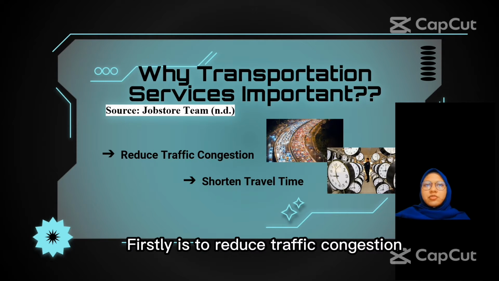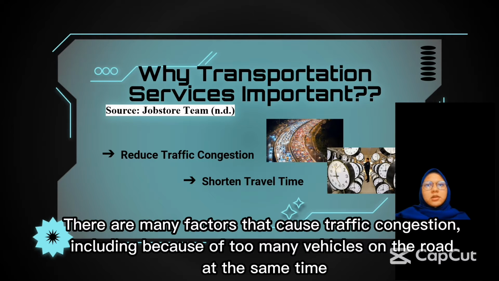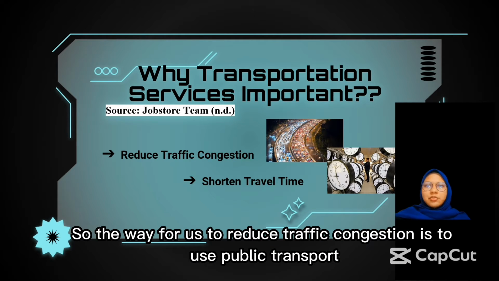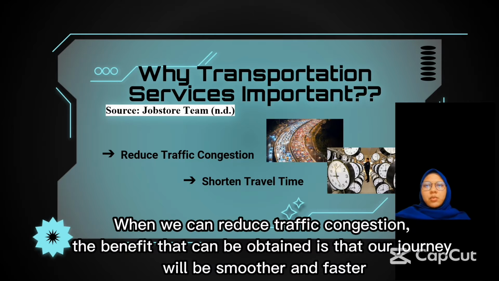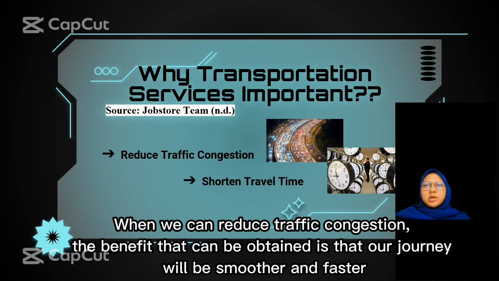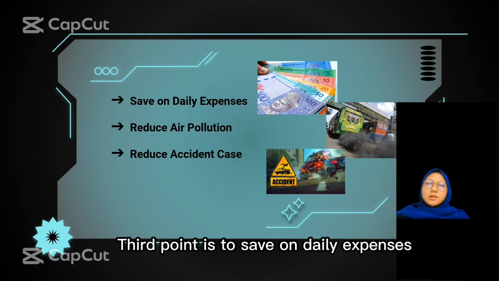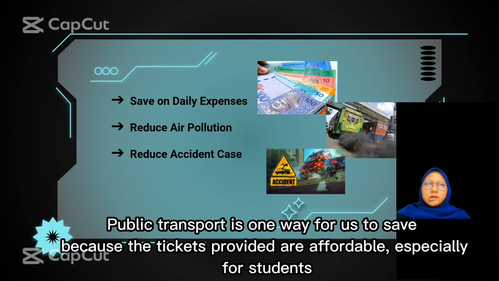Firstly is to reduce traffic congestion. There are many factors that cause traffic congestion, including too many vehicles on the road at the same time. So the way for us to reduce traffic congestion is to use public transport. The second point is to shorten travel time. When we can reduce traffic congestion, the benefit is that our journey will be smooth and faster. The third point is to save on daily expenses. Public transport is one way for us to save because the tickets provided are affordable, especially for students.